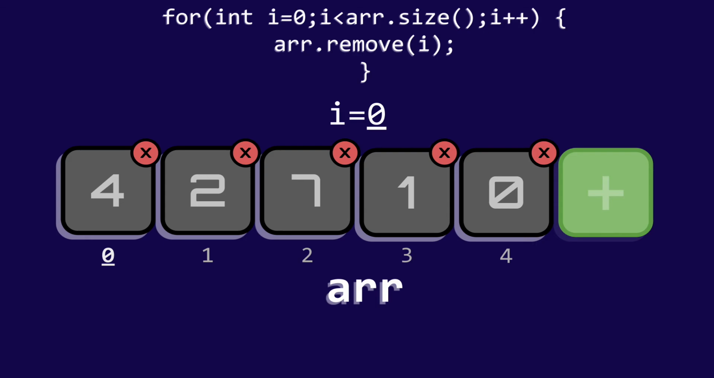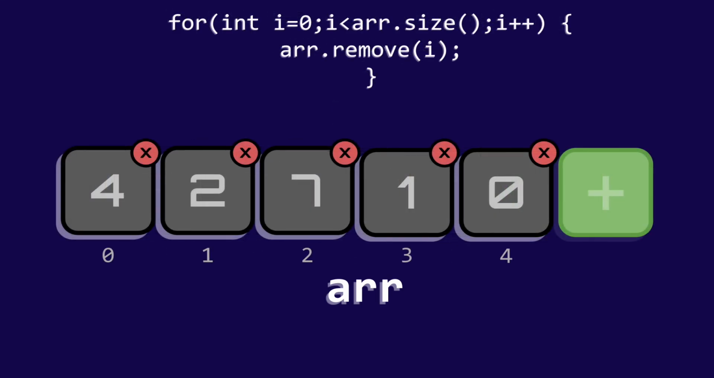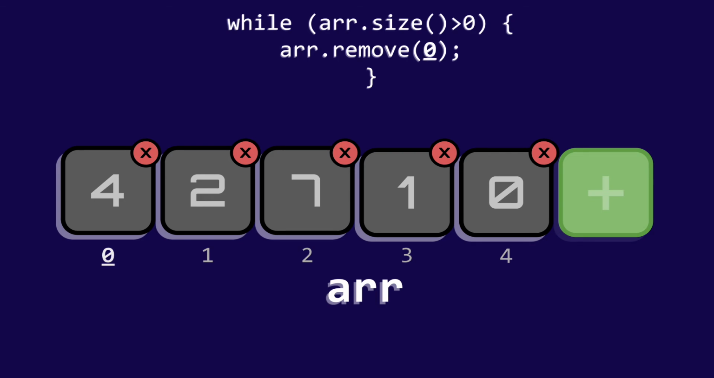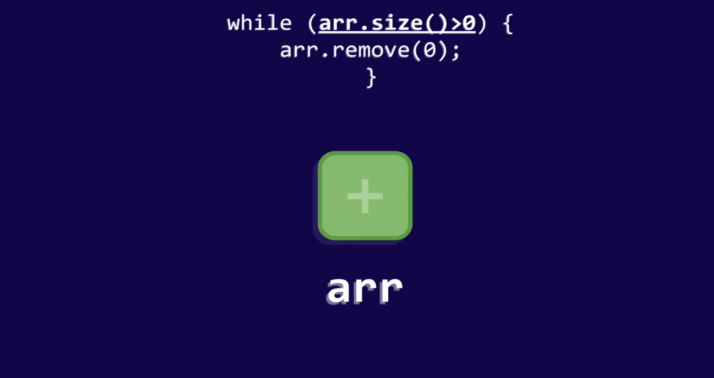Well, i equals 0, so remove the item at index 0. Now, add 1 to i. So now i equals 1, and wait, what about this 2 over here? Well, you see, we don't really need i in this loop. Instead, we could rewrite this as a while loop, where it continues to remove the item at index 0 until the list size reaches 0. There you go.